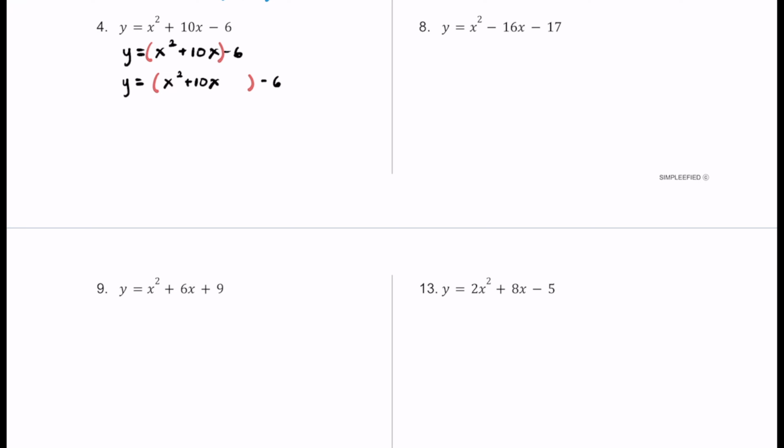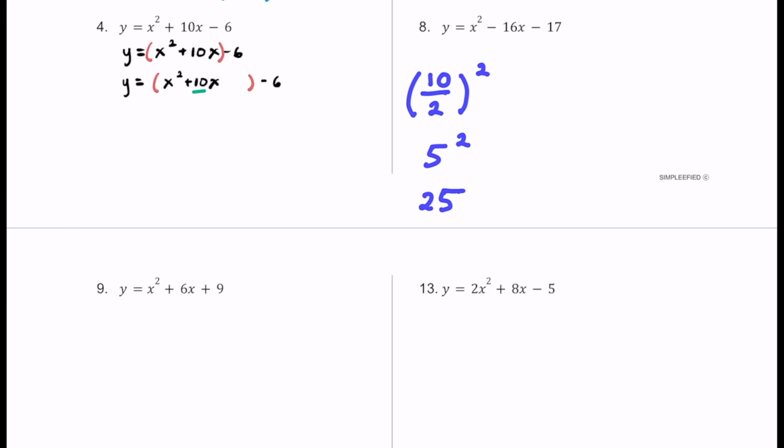Alrighty, so we now have this spaced out to help us complete the square. So we have this value of 10, which is our b value. So if b equals 10, let's take that 10, just like in the last few, take half of it and then square it. So half of 10 is going to be 5. 5 squared equals 25.